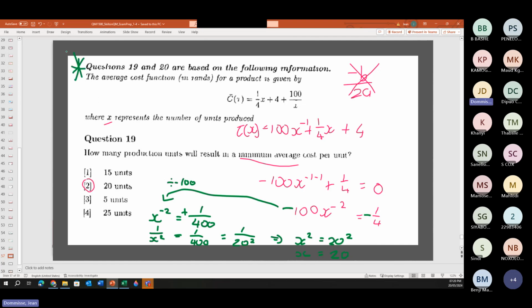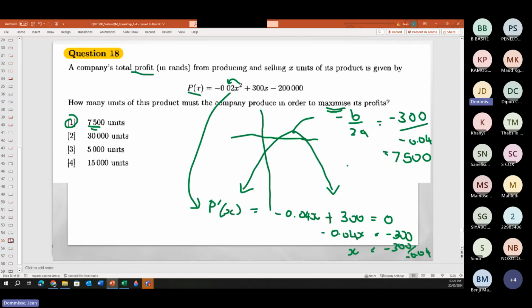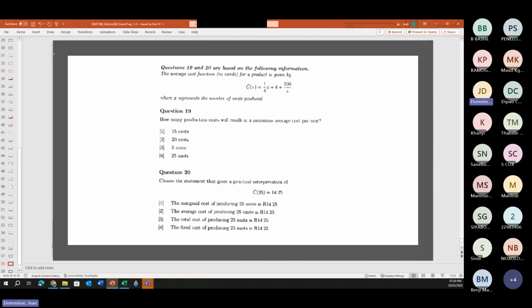But this one, I'm marking this question. I'm going to look for more of them. Question 18 and 19, I'm marking just so that I get you more of those ones. Because now what they ask us in question 20 is we must just basically replace x by 25.